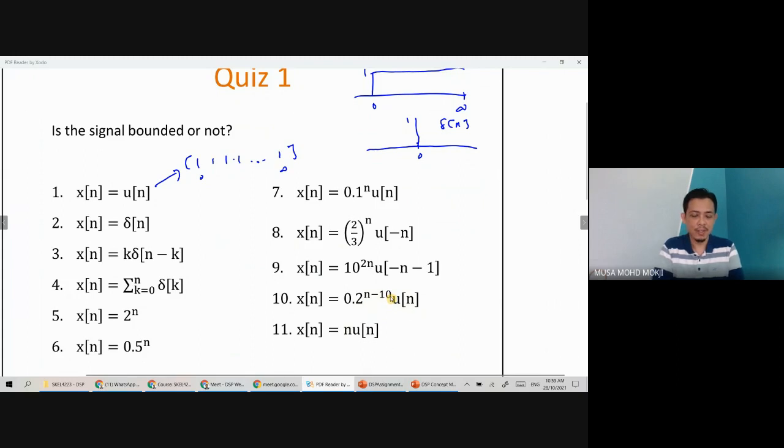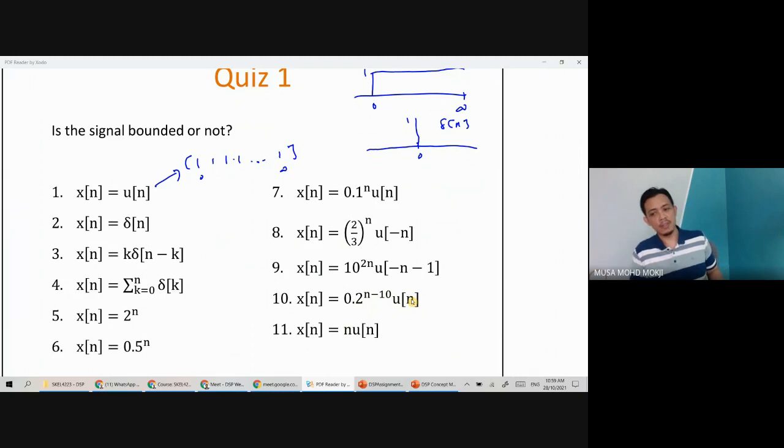When you say it is bounded, maybe we can estimate what the highest value is. The highest value is not supposed to be infinity. So what will be the highest value? Zero.